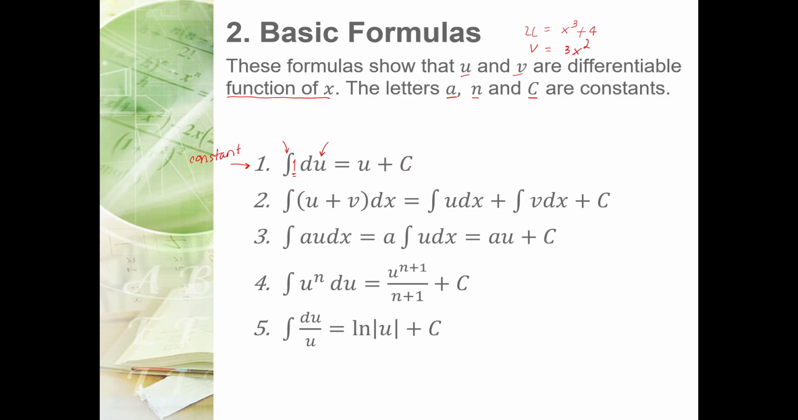Again, if you want to verify that your answer is correct, since it's just reversible, if you want to take the derivative of u plus c, the derivative of u is 1, and the derivative of a constant is 0. So we get 1, the same as the original equation.